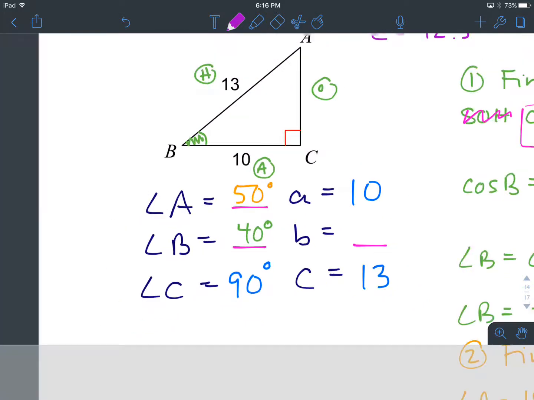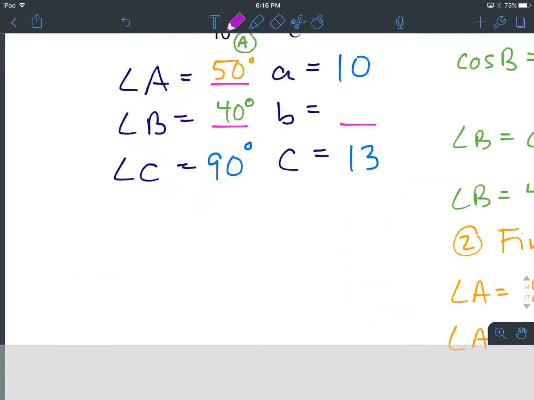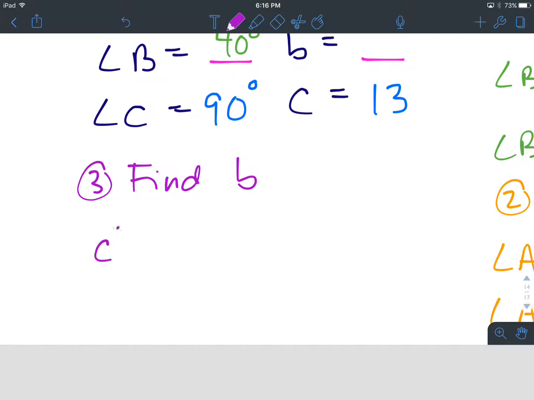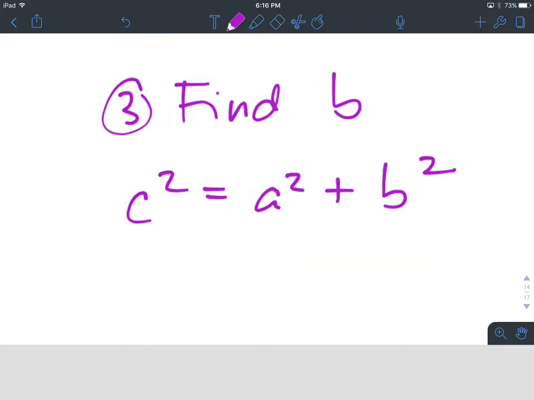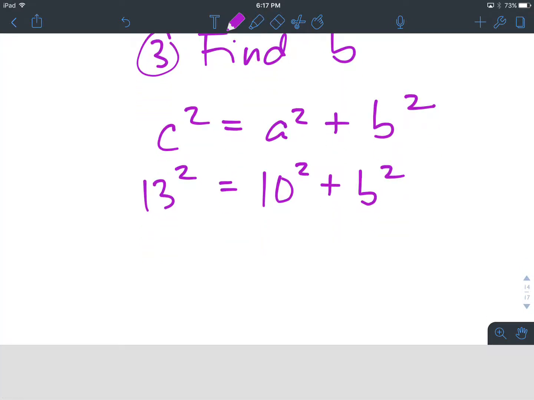And let's do that. Let's use the Pythagorean theorem, I guess. We haven't done one like that yet for a non-hypotenuse side. So we are going to do number three, find little b. And we will write out our Pythagorean theorem as c squared equals a squared plus b squared. It just so happens that we have the hypotenuse this time, so that'll be 13 squared equals, we have side little a, which is 10 squared, and we are after b squared. So let's do a little algebra first. We'll have our 13 squared minus our 10 squared will equal our b squared.